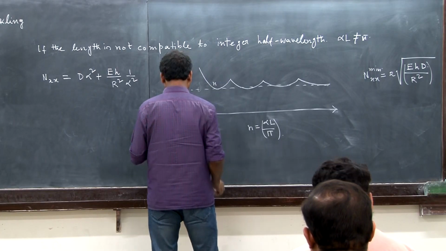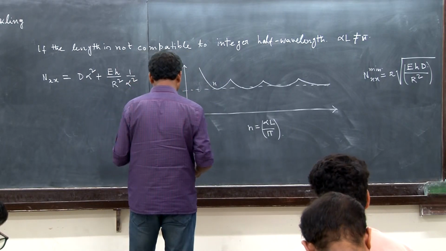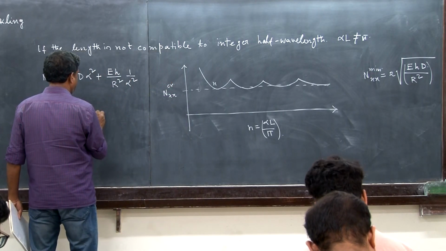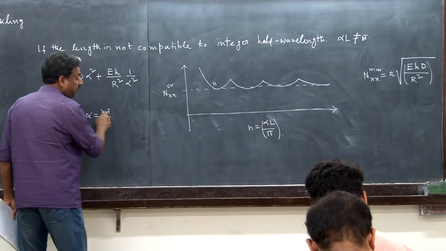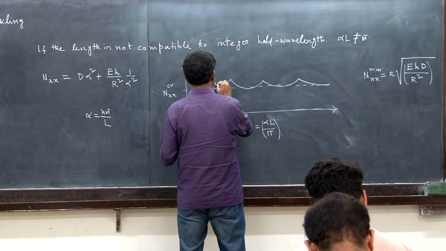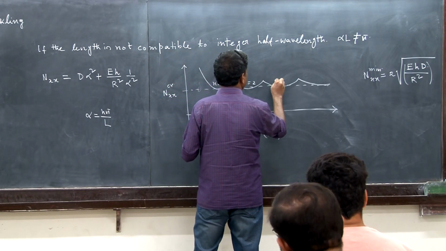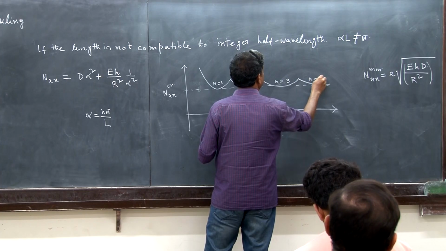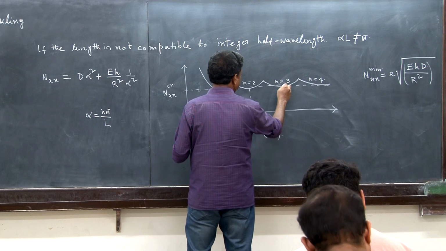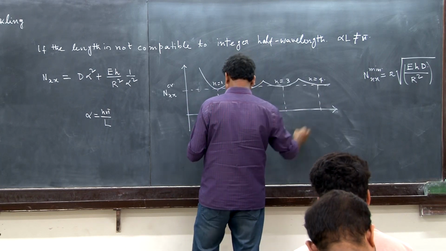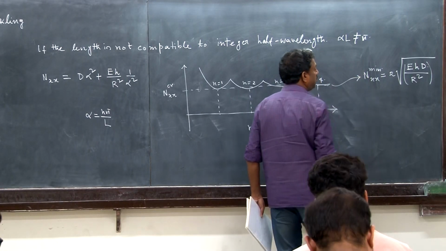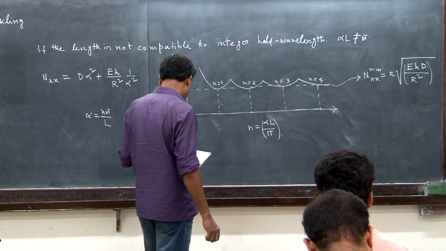So this is alpha depending on n pi by L. So n is equal to 1, n is equal to 2, n is equal to 3, n is equal to 4. And you see that the minimum load is what you have obtained here. This is nothing but 2 root E H D by pi r square.